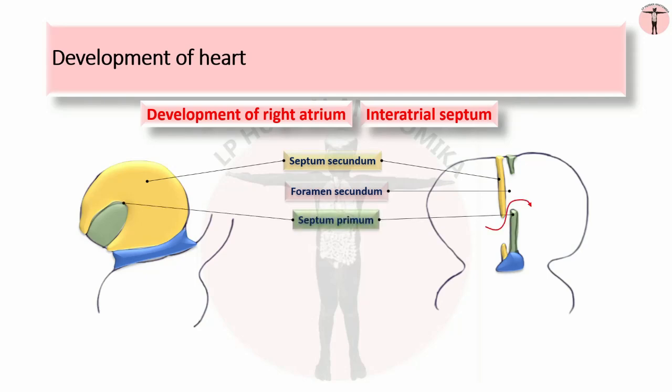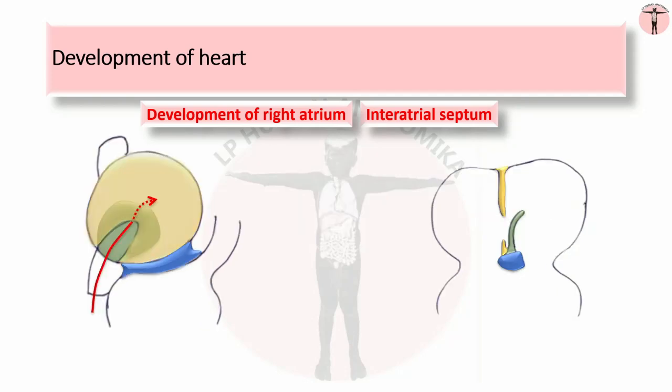Now a gap appears between the septum primum and septum secundum. This gap is called the foramen ovale. The upper part of the septum primum gradually disappears and the remaining part, which is on the lower aspect, becomes the valve of the oval foramen. Now, the upper part of the septum primum has disappeared. The remaining lower part is acting as the valve of the foramen ovale.